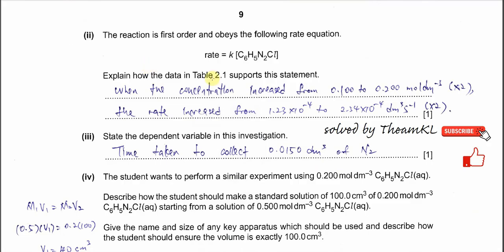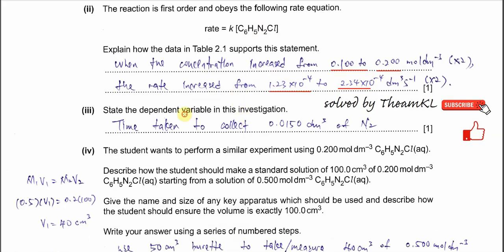Okay, part 2, this is what we discussed just now. The reaction is first order, which obeys the following rate equation. So this is a rate equation. This benzene diazonium chloride is first order. Explain how the data in 2.1 support this statement. I told you just now already. You just try to use 1 or 2 sets and compare. So let's say now we compare 0.1 and 0.2. When the concentration is double, the rate increases from this to this, meaning it's also double. So we know that is first order. This is how you explain.